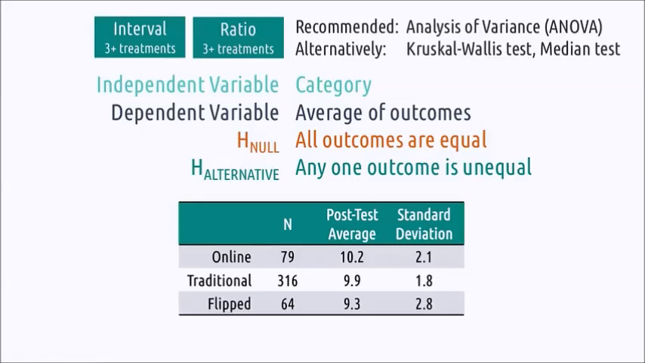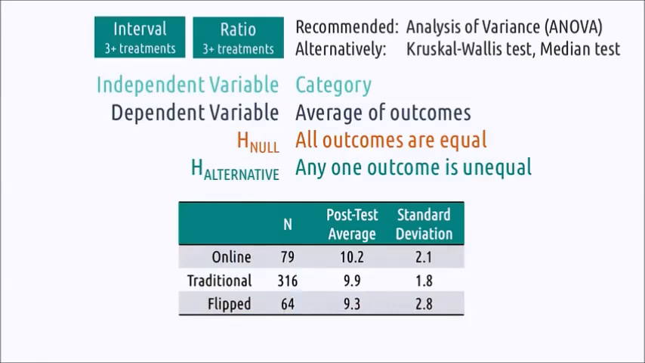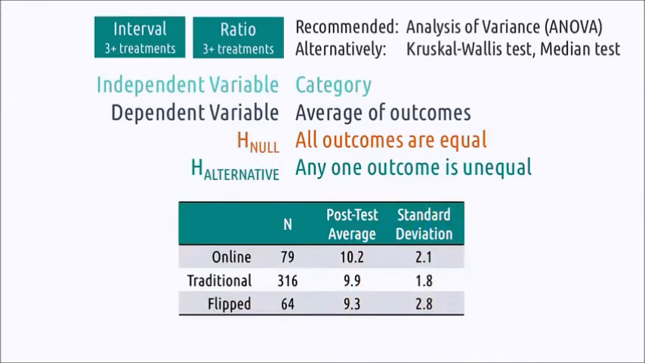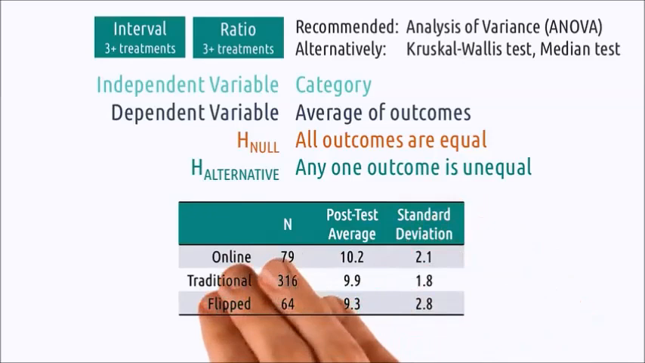With a two-way ANOVA, we could actually take this a step further. We could have 2 dimensions of independent variables. We could test online, traditional, and flipped against upperclassmen versus lowerclassmen. We could actually get at differences like, do freshmen do better at online, but sophomores do better in traditional?